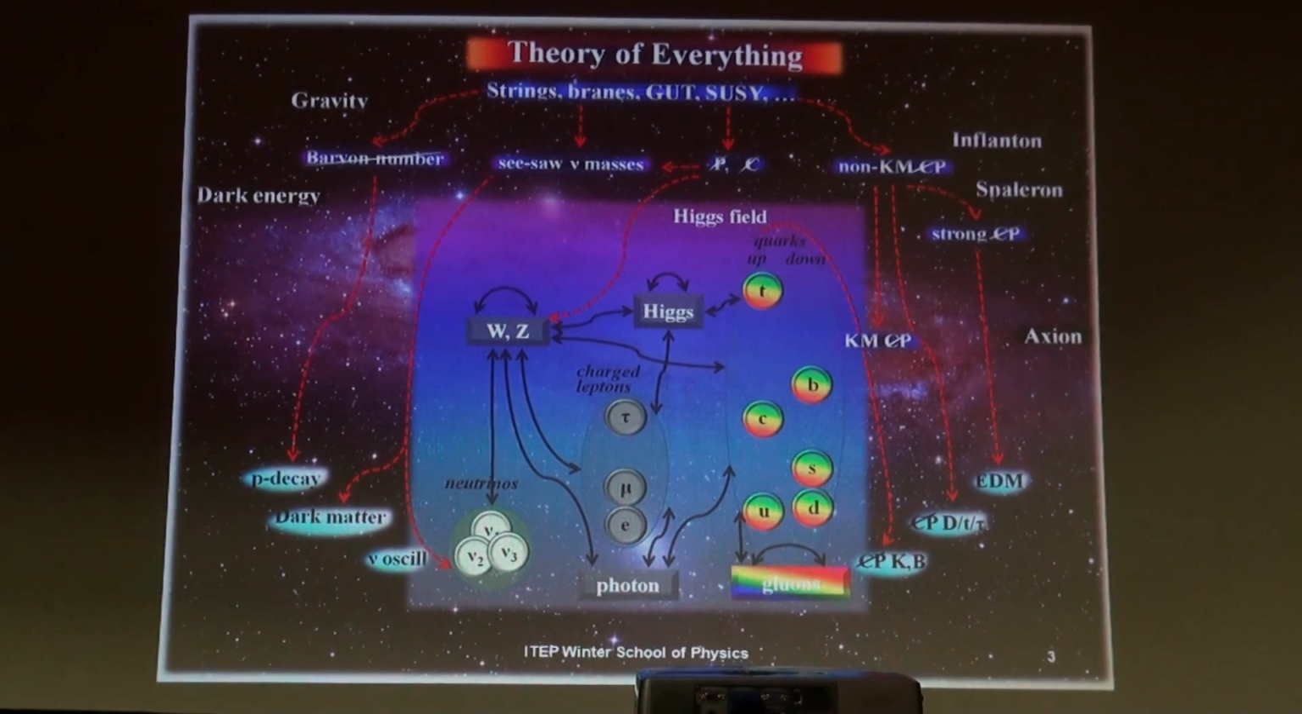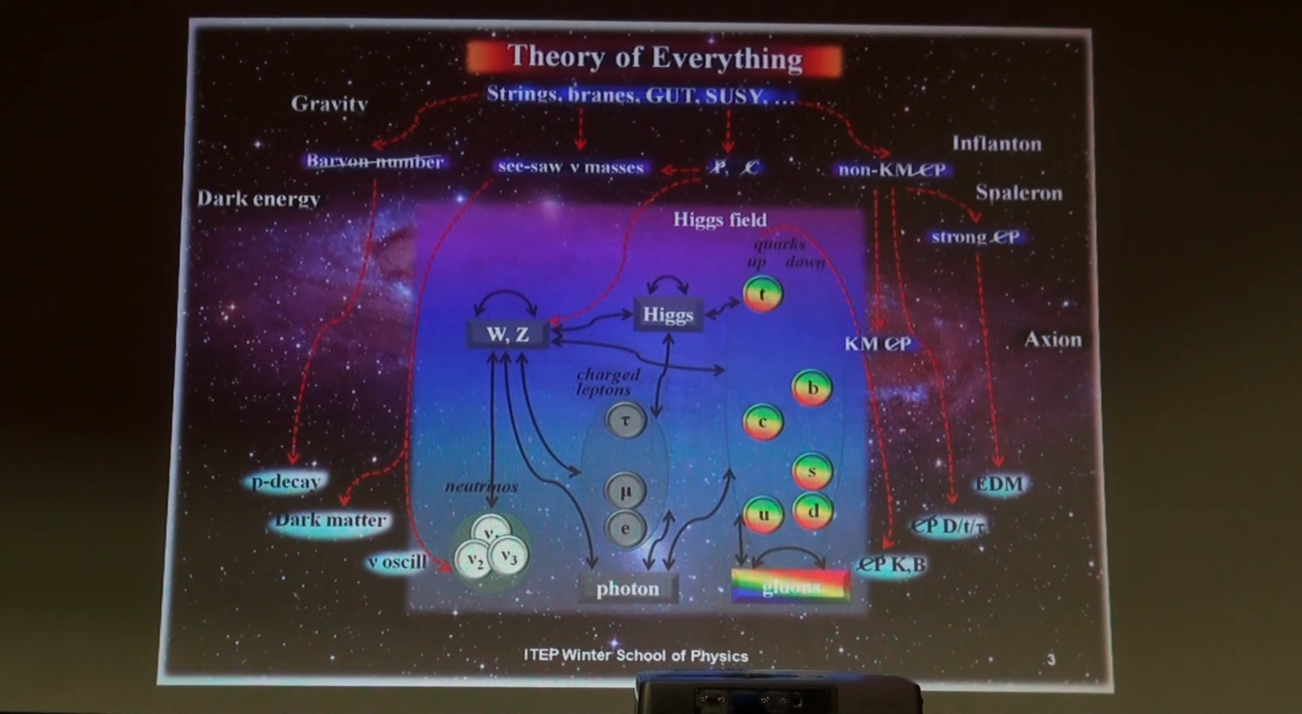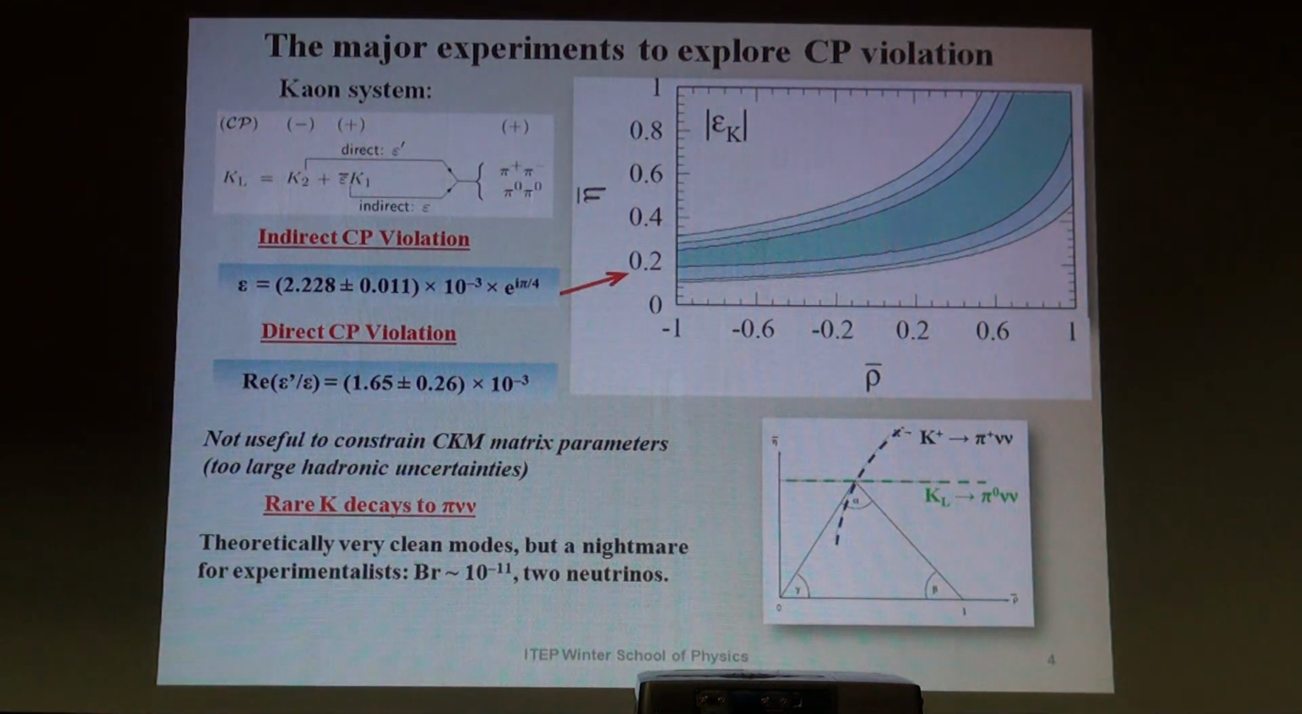This is the major arbitrariness of the standard model in this sector, and it's the most mysterious part of the standard model. Let me remind you that before the B mesons, there was a single observation of CP violation.